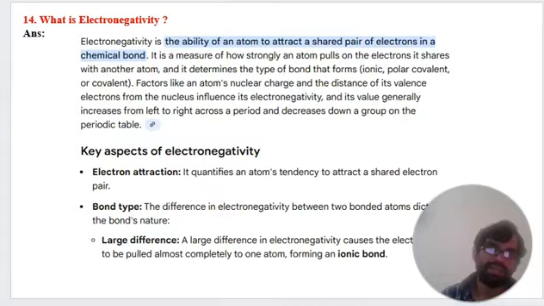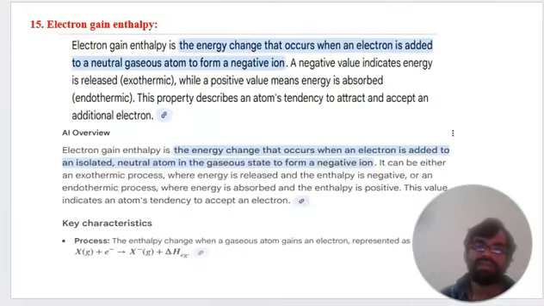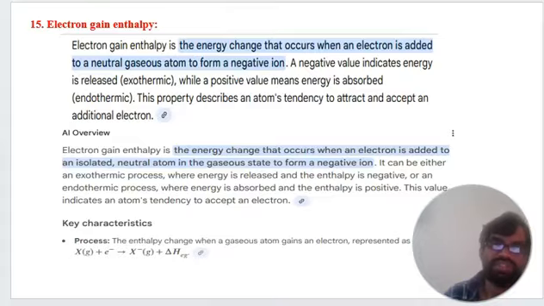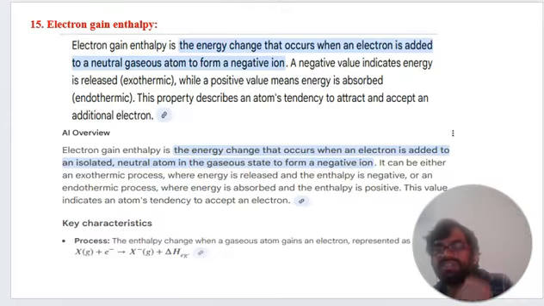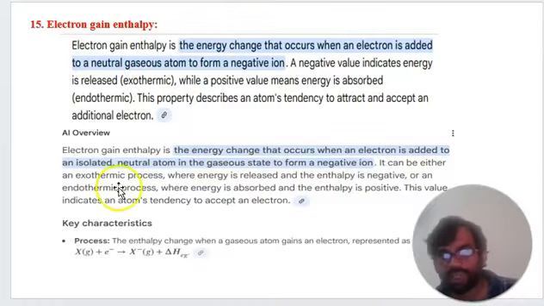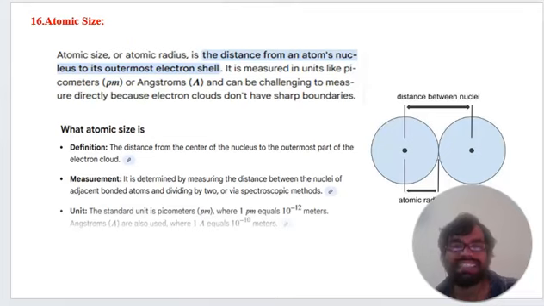That is very important. Now coming to the 15th question: electron gain enthalpy. That is also very important. What is electron gain enthalpy? It is a very short answer question and is a repeated question. Electron gain enthalpy is the energy change that occurs when an electron is added to a neutral gaseous atom to form a negative ion. You can read more on this.